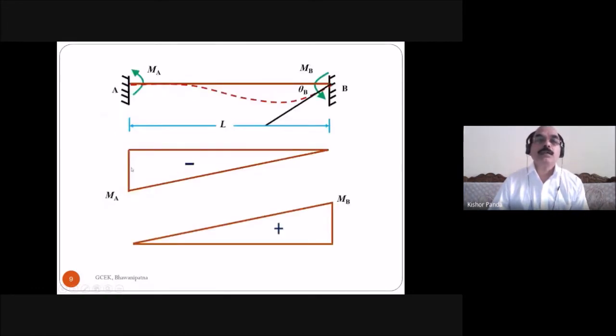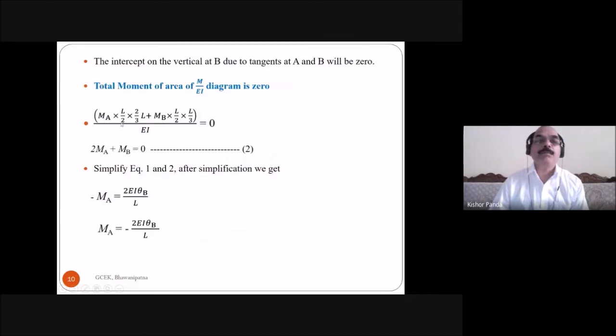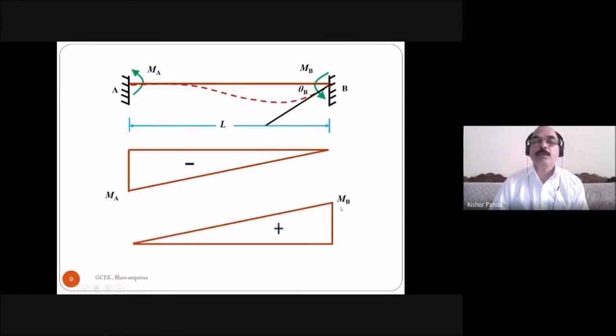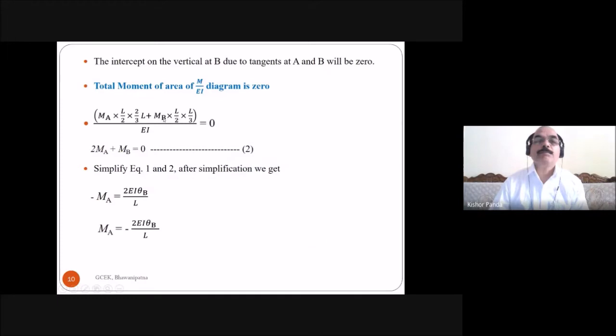So you take the area of this one and its moment of area about the point B: half MA into L into 2L by 3. And the moment of this area: half MB into L into L by 3, is equal to 0. Then after simplification, 2MA plus MB is equal to 0. So this is equation 2.